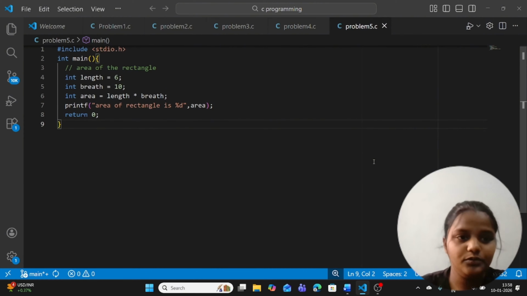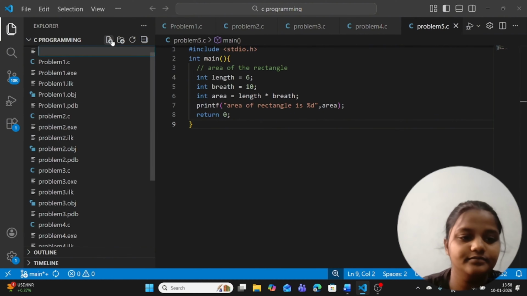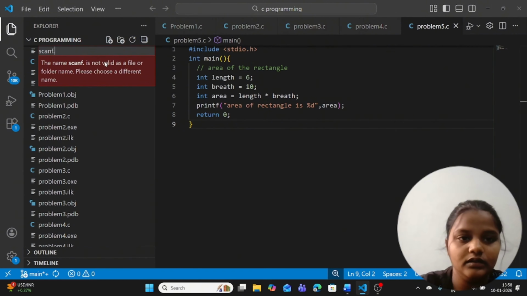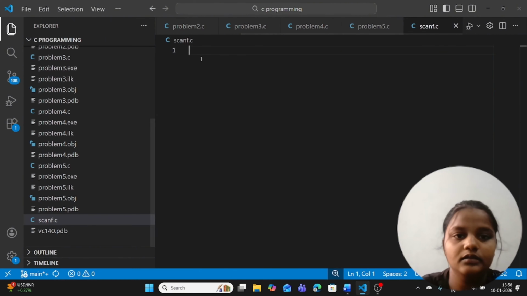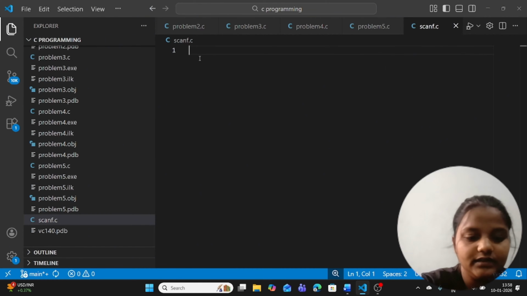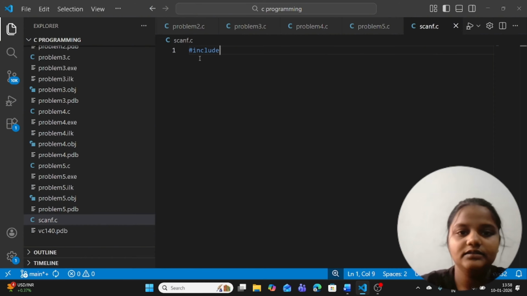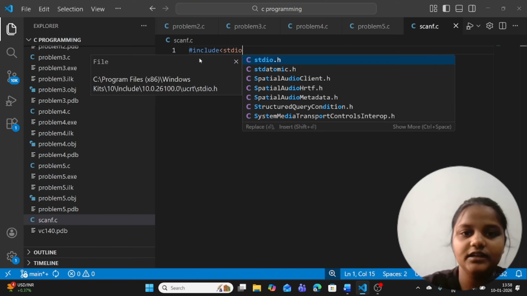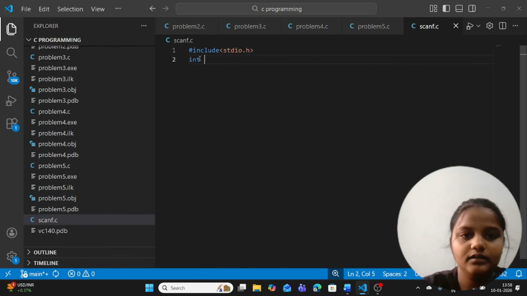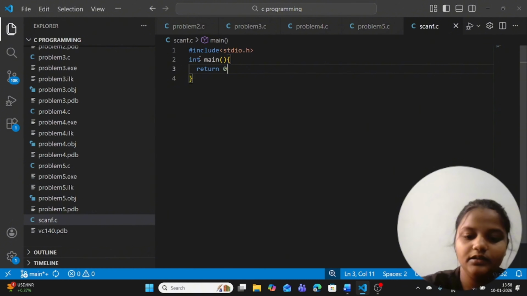Okay. So I'm creating a new file, scanf. Then our syntax, stdio.h. So terminating the line is important, right?